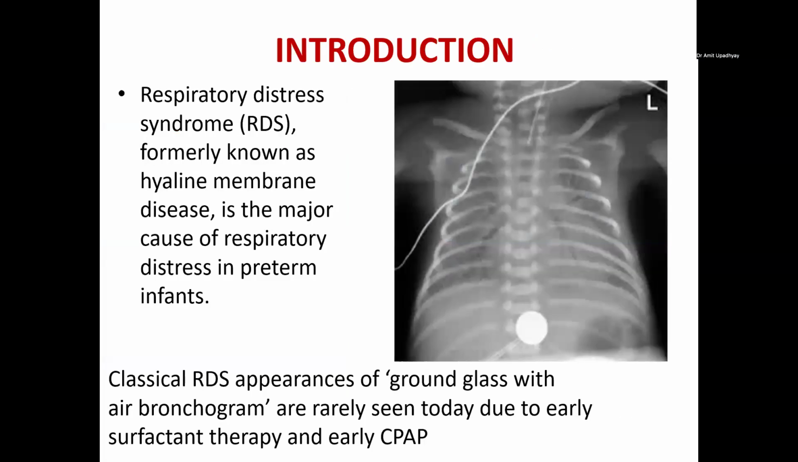So, RDS, formerly known as hyaline membrane disease, BPD, such were a pathological diagnosis which were changed to more of a physiological or clinical diagnosis later on. Hyaline membrane means you have an eosinophilic hyaline membrane inside the lungs in the alveoli, which you can never demonstrate clinically. You don't do autopsy or histopathology for lungs for RDS.